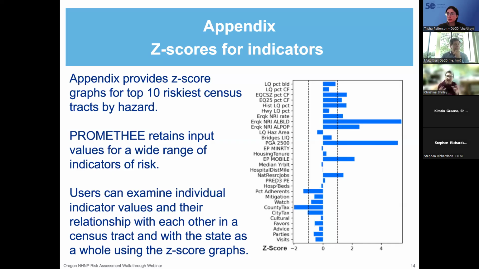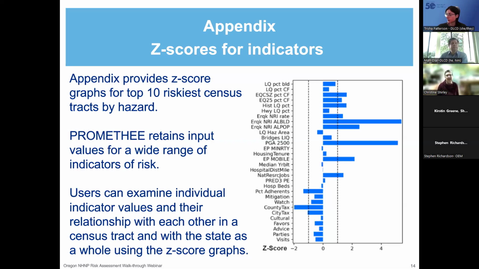So then we can look at these other elements, which are basically neighborliness: watch, favors, advice, parties, and visits. And you can also see that the county tax rate is significantly lower than the rest of the state. So by looking at these scores and this collection of indicators for this hazard in this census tract, you can begin to develop a story of what's going on in this area. And that can help you come up with appropriate mitigation actions.